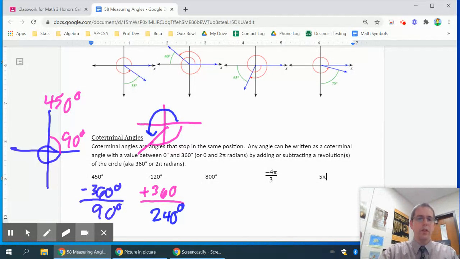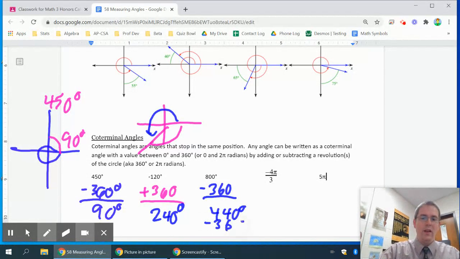If you get something really big like 800, you might have to subtract 360 once. And the first time you subtract 360, that would get you down to 440. And you're like, well, that's still too big. Well, you're right. It is bigger than it needs to be. So I'm going to have to subtract 360 again. And basically, I find out that that had 2 complete rotations.